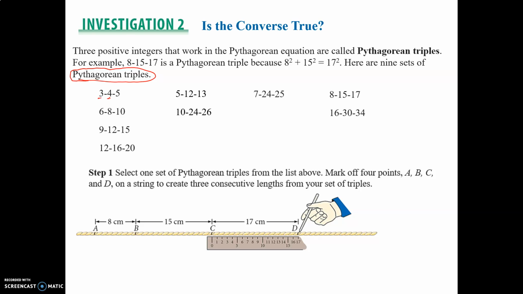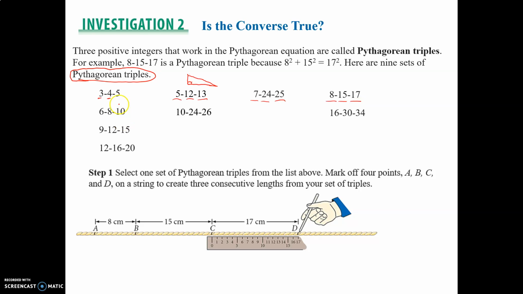So these are helpful for homework, saving you a little bit of time, and also for ACT tests where time is very important. Okay, here's another one, 5, 12, 13. So if I have a side that's 5 and another side that's 12, the hypotenuse will automatically be 13, creating this right triangle. Here's another one, 7, 24, 25, 8, 15, and 17.